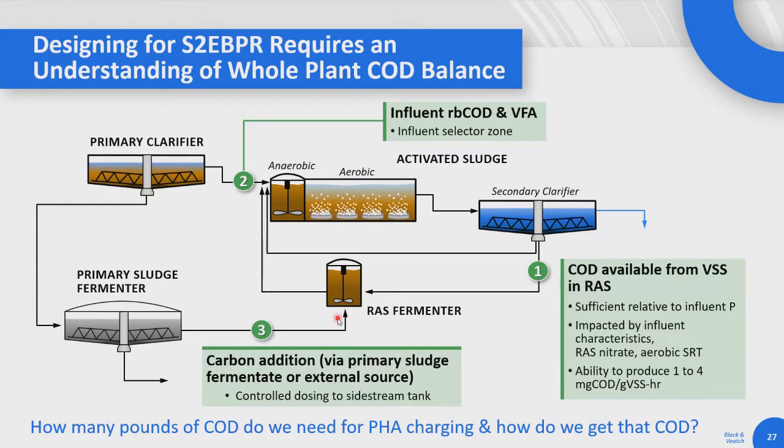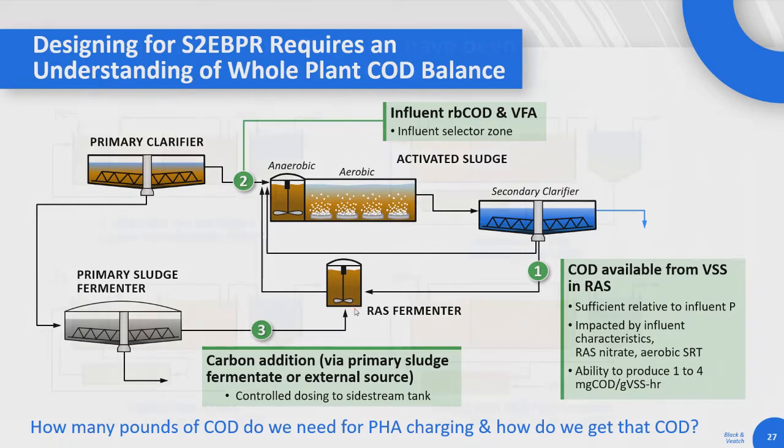And so again, it doesn't have to be all the way to primary sludge fermentate. If you add just some form of COD, it can get to VFA inside the RAS fermenter. You can also look at other sources. So we have one facility that's using cranberry juice wastewater, right, and adding that in, and that's their carbon source to make up that gap. And so the question we're trying to develop an answer to for design guidelines is, well, how many pounds of COD do we need for this kind of PHA charging in the side stream, and then how do we get that COD? So that's kind of how we're trying to think of this holistic system with these fermentative EBPR processes included.